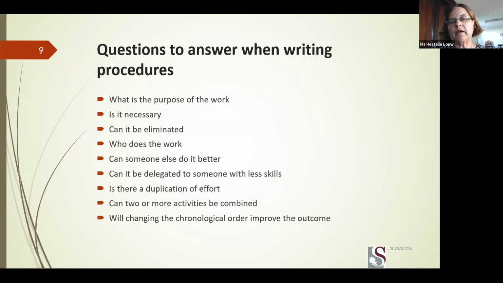Is it on the same level? And will changing the chronological order improve the outcome or not? Does it matter if it's chronological or not?